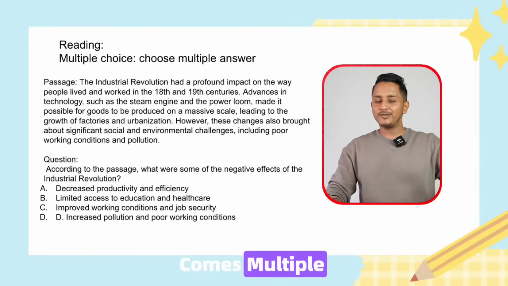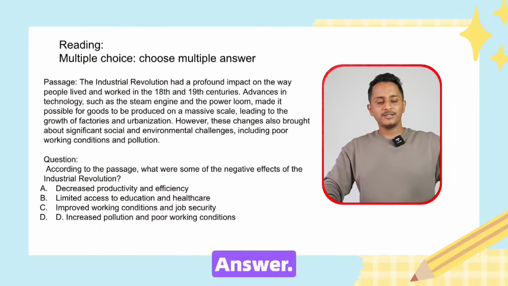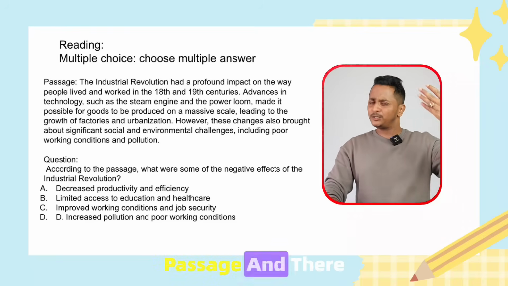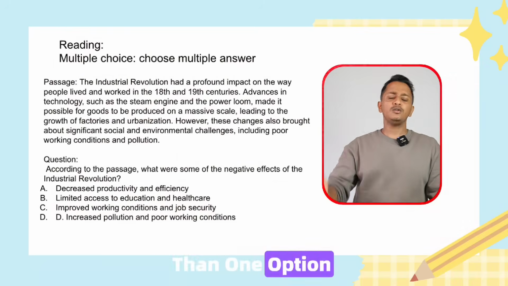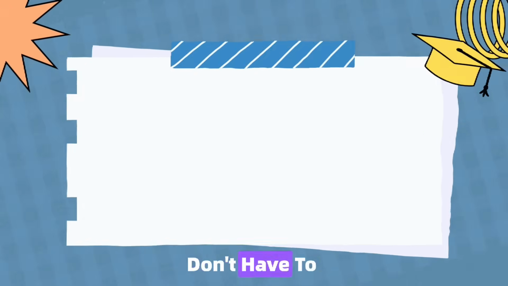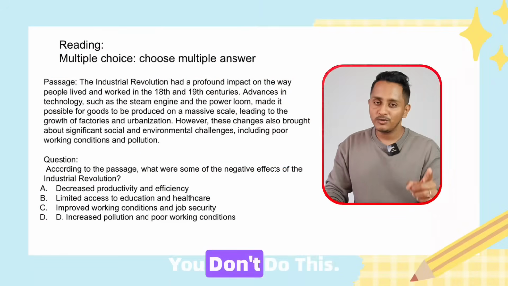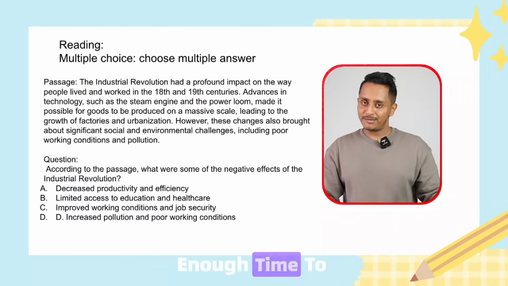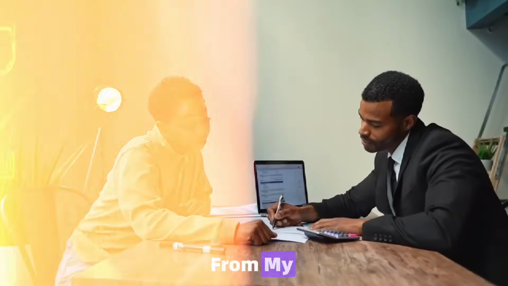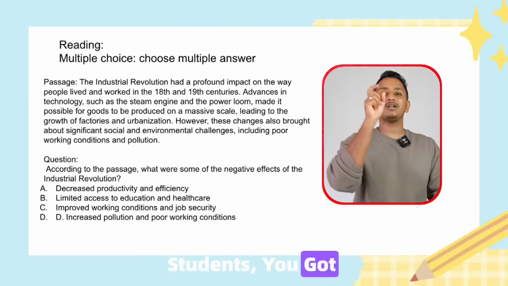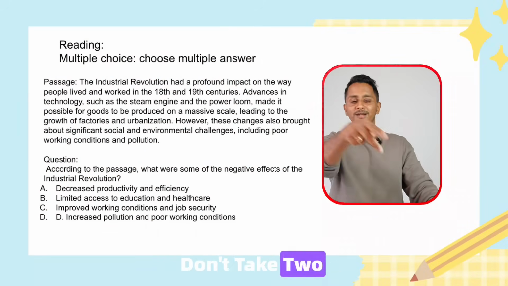After this comes multiple choice. Choose multiple answer. There would be a paragraph and a passage, and there will be some options. More than one option would be right, but trust me, you don't have to worry about it. Don't practice. In the exam, just click one and quickly move on. If you don't do this, then you don't get enough time to finish your reading section. From my experience, after seeing so many students, more than 30,000 students, you gotta click randomly one and move on. Don't take 2 minutes to solve this question.